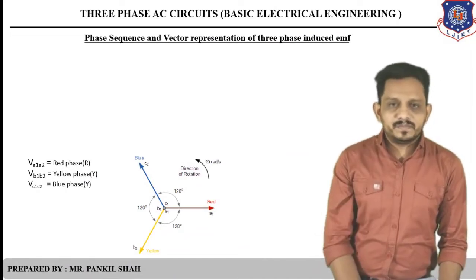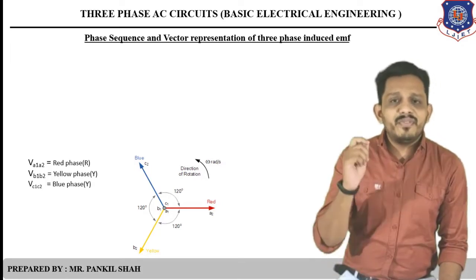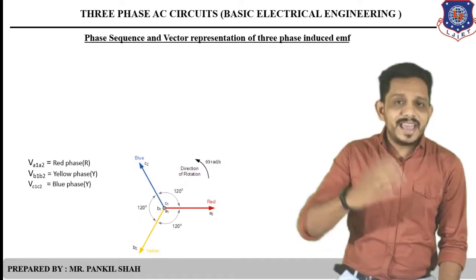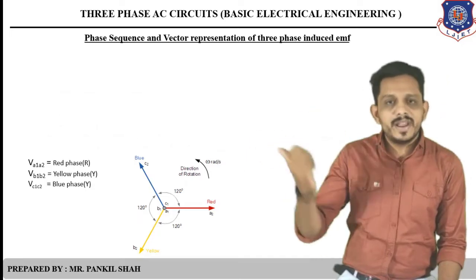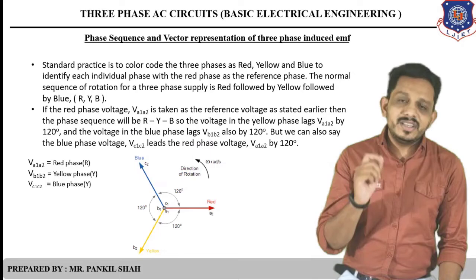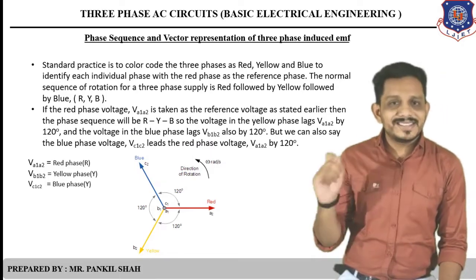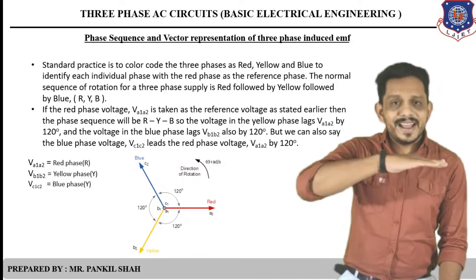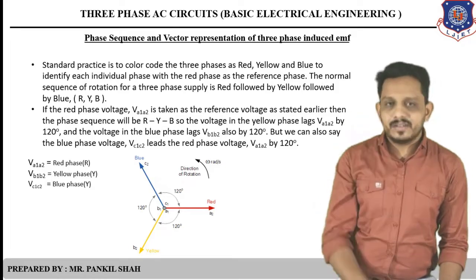Now let's see the vector representation of three-phase EMF and the phasor sequence. The vectors have a sequence: the first coil at 0 degrees, the second coil behind that, and the third coil also behind that. To understand it, the standard practice is color coding. This is the first coil, this is the second coil, this is the third coil. The coil taken as the reference is always given the color red, R.